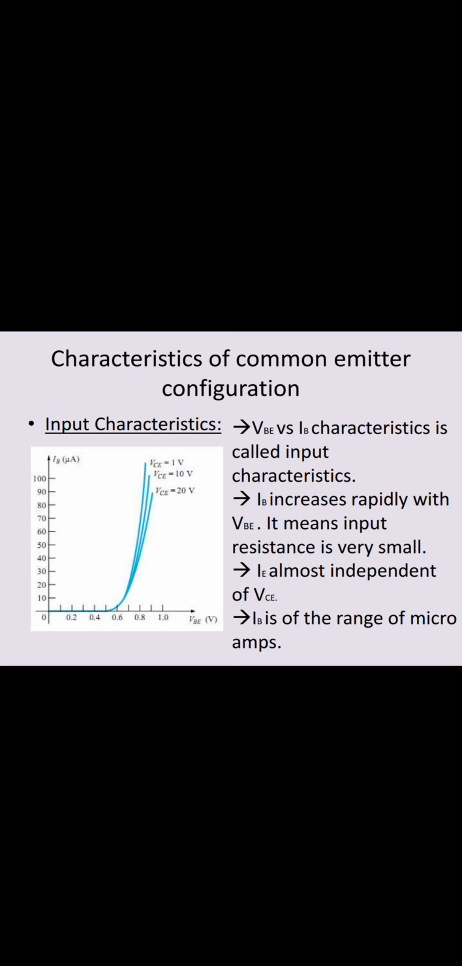The IB, that is the base current, is the input current, and VBE, that is the base emitter voltage, is the input voltage for the common emitter mode. So the input characteristics for the common emitter mode will be the relation between the IB and the voltage VBE with the VCE as parameter. The CE input characteristics are similar to the forward bias of the PN diode, but as the voltage of the common base, that is the VCB, increases, the base width decreases.